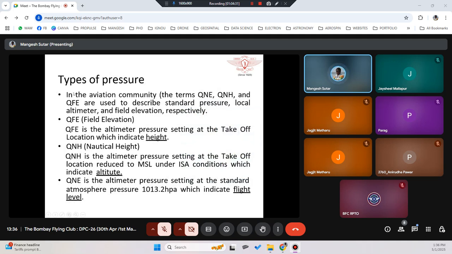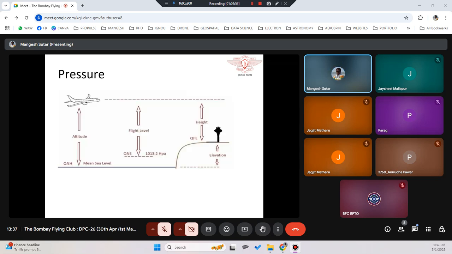So basically, from a drone perspective, we only have to follow QFE, that is the field elevation. If we are talking about QNH, we have to take the field elevation plus the height at which the airport is located, add that, and then tell QNH. QNE is basically for within the sea, deep sea oceans kind of thing.